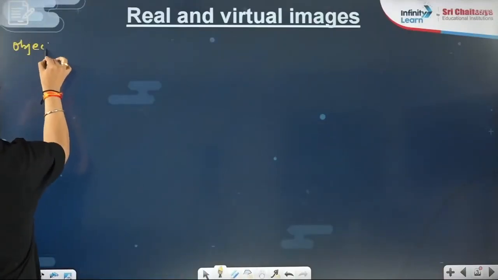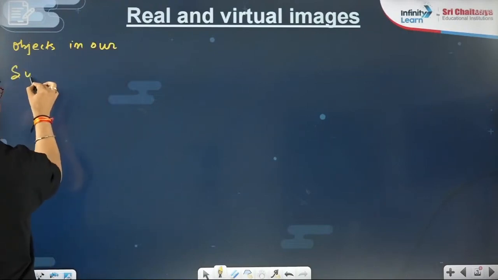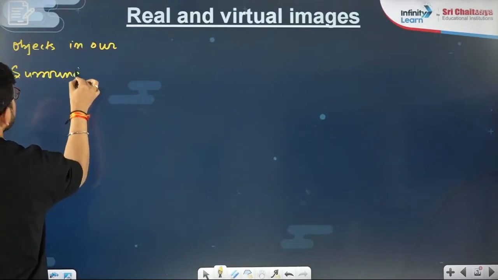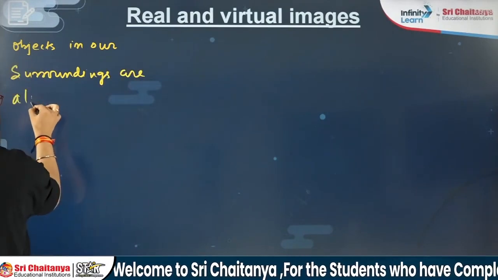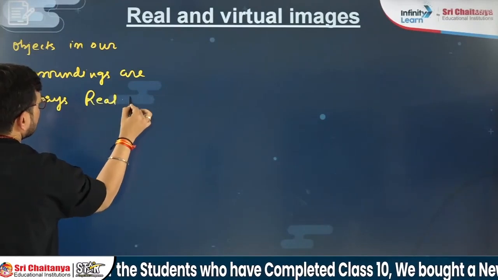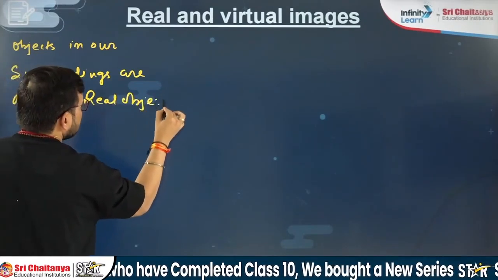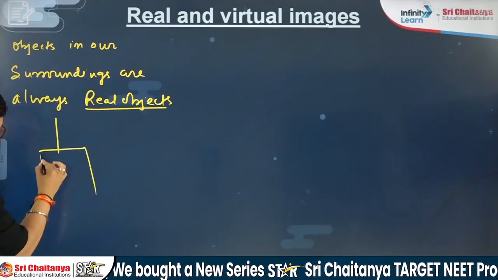Objects in our surroundings are always real objects. They are not virtual, because suppose some lamp is there.